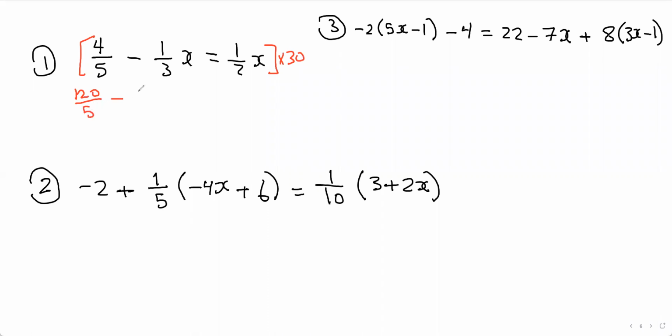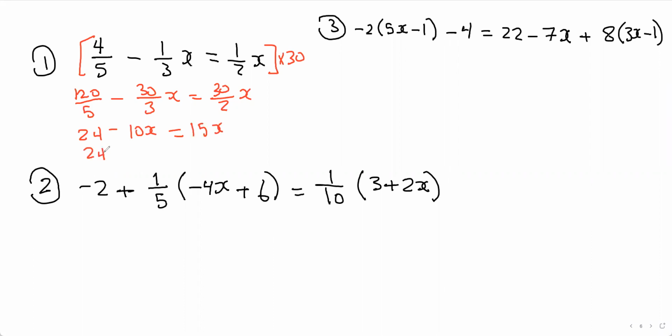120/5 equals 30/3x equals 30/2x. Now you simplify. 120 divided by 5 gives you 24. You could use a calculator to find out. Minus 30 divided by 3 is 10x equals 30 divided by 2 is 15x.